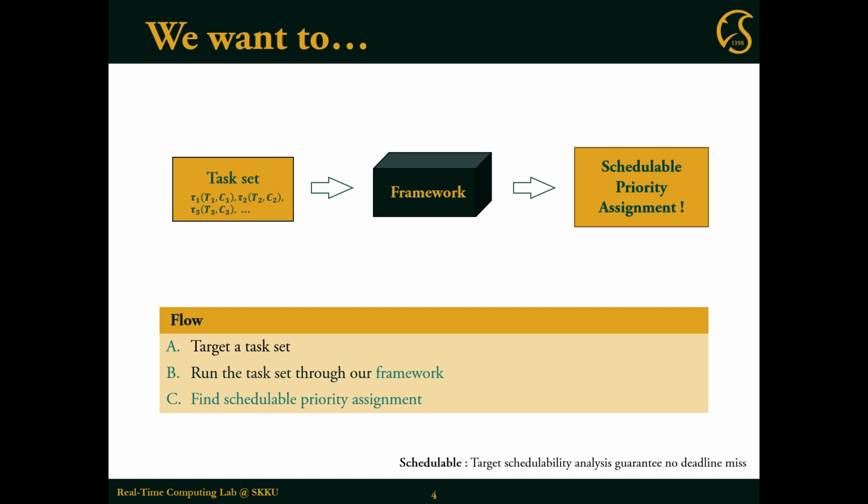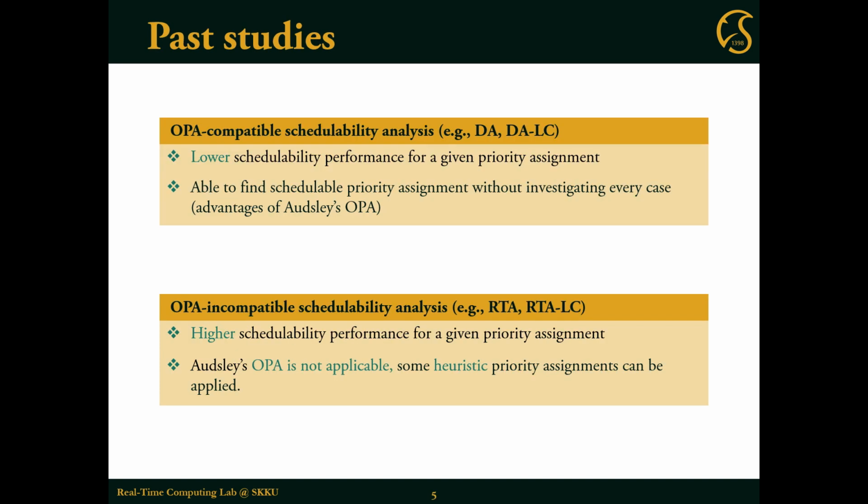What we wanted to do was to make a framework that gets task sets as input and gives a schedulable priority assignment as output. By schedulable, we mean that we can guarantee the target schedulability analysis has no deadline misses. Over many years, various target schedulability analyses have been made, and to categorize them simply, we divided them into two groups. One is OPA-compatible schedulability analysis, where schedulability only depends on a set of its higher priority tasks.